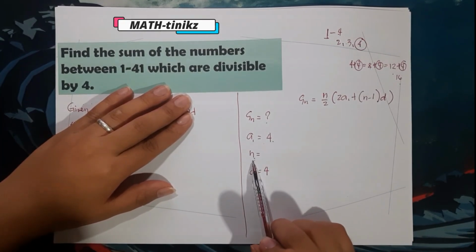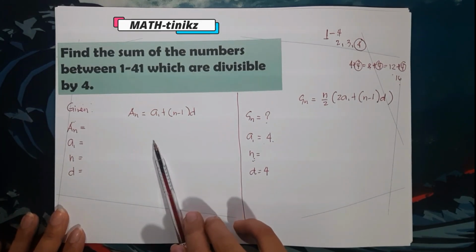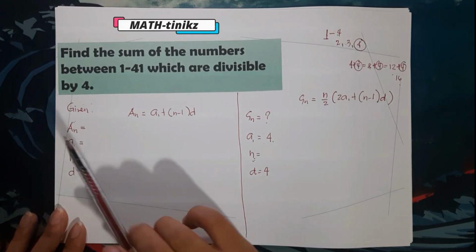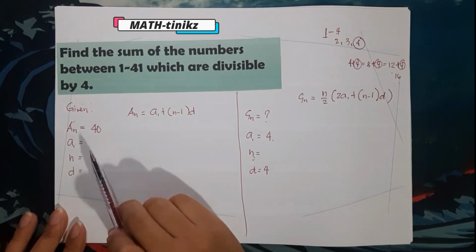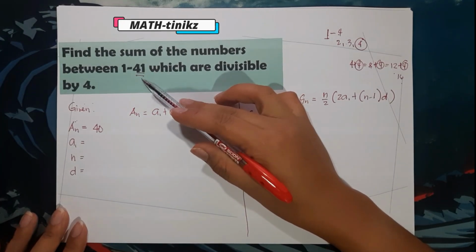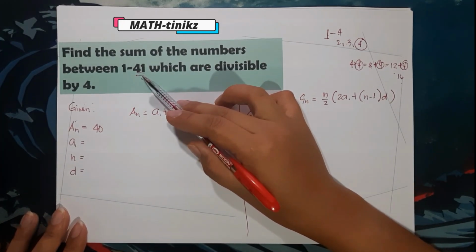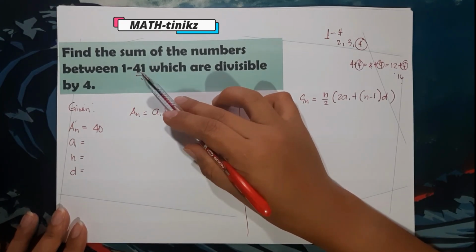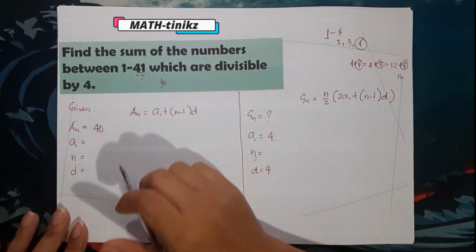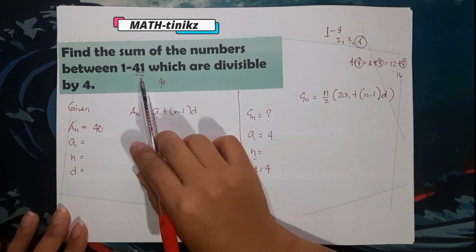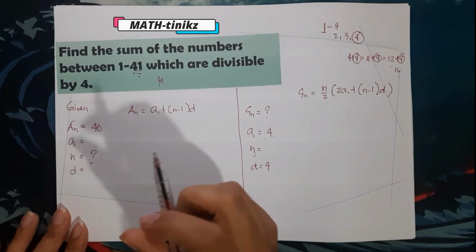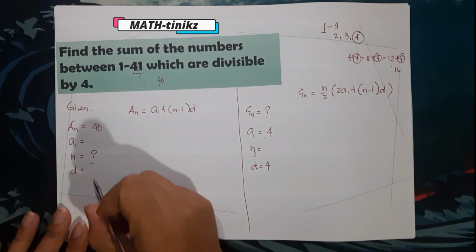Now, to find n, we're going to use the arithmetic sequence formula. Now, what is our last term? Our last term is 40. Why 40? Because 41 is not divisible by 4. That is why 41 is not counted. And what is the number that is nearer to 41 that is divisible by 4? Only 40. So 40 is our last term, not the 41. Now, what is our number of terms? And this is our unknown. Now, what is the common difference? That is equal to 4.